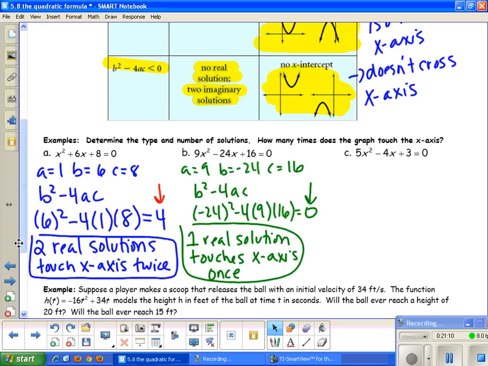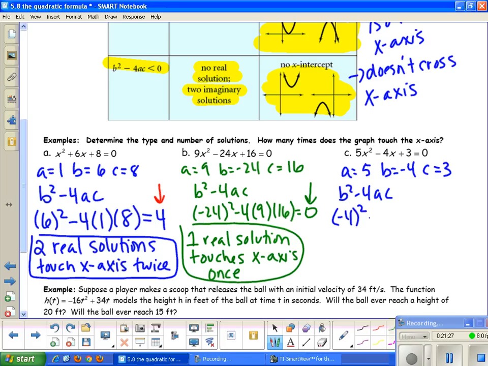And for the last one, same thing. A is equal to 5, B is negative 4, C is equal to 3, so b squared minus 4ac. Notice I write that down each time because it helps me memorize what it is. I get negative 4 squared minus 4 times 5 times 3. And when I do this out, I get negative 44.